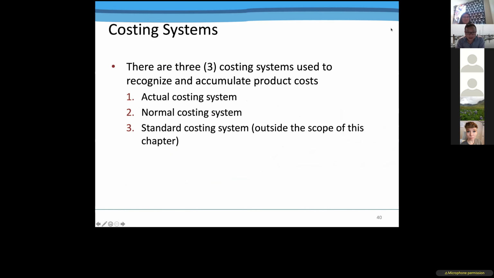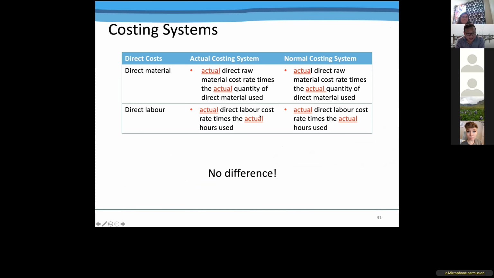Okay, cost systems. I want to talk about the two main costing systems: actual versus normal. I only have 2 more slides. In terms of direct material and direct labor, there is no difference. Direct materials and direct labor are always the actual rate times the actual quantity under the different costing systems.